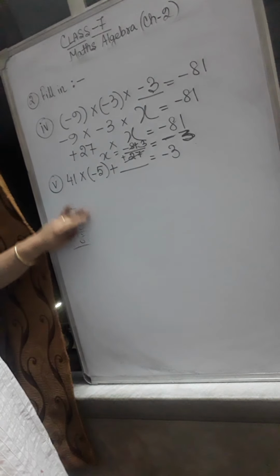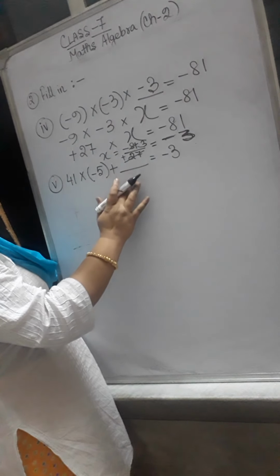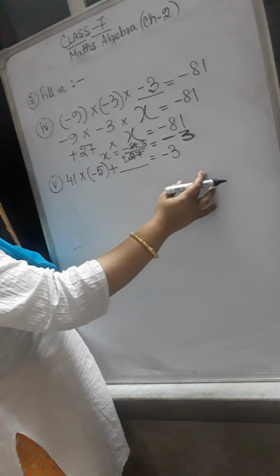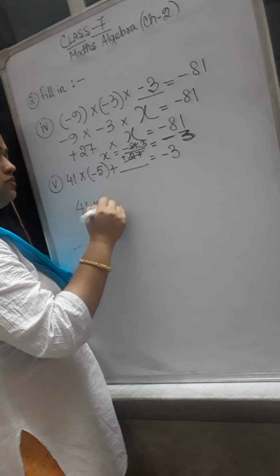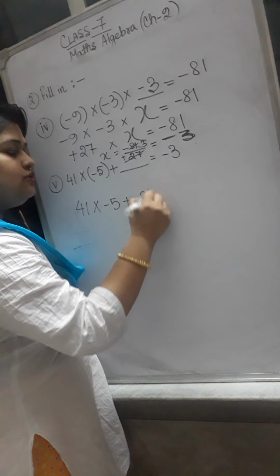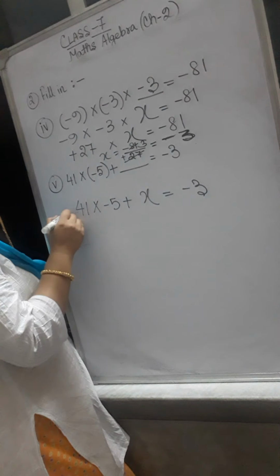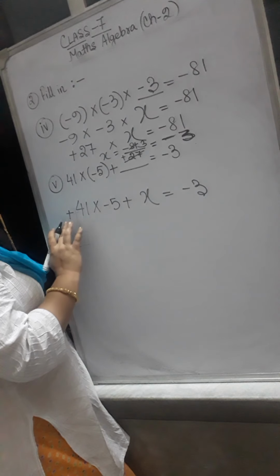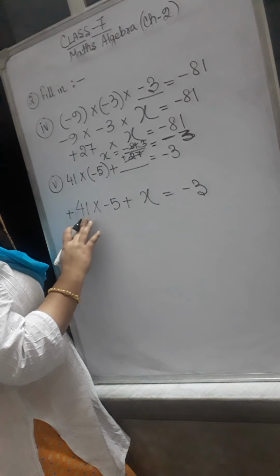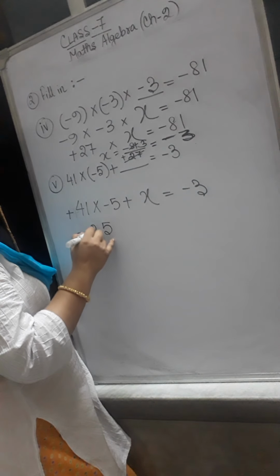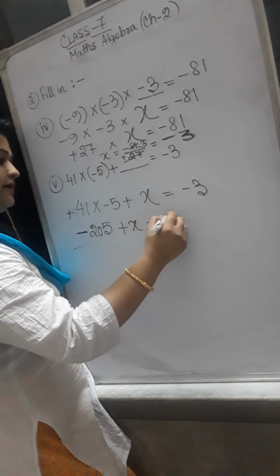The last question is almost similar. 41 into minus 5 plus dash equal to minus 3. So first you multiply these two numbers. 41 into minus 5 plus unknown number, let us take x, equal to minus 3. Now when you multiply, both the numbers have opposite signs, plus into minus will give the answer in negative. 41 into 5, 205, plus x is equal to minus 3.